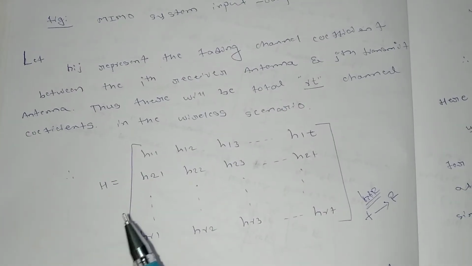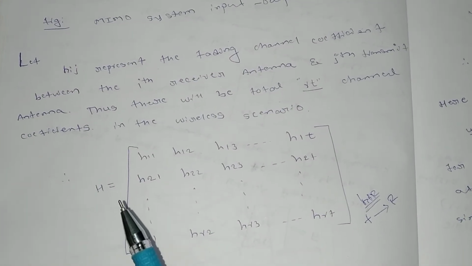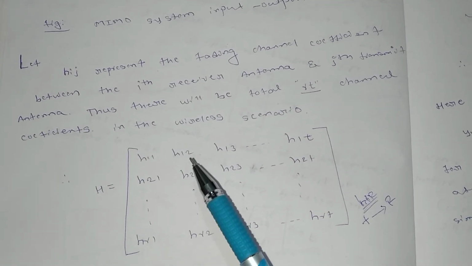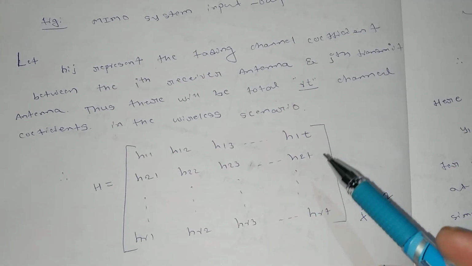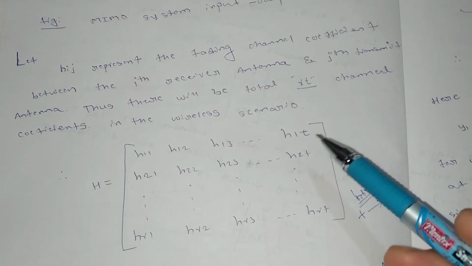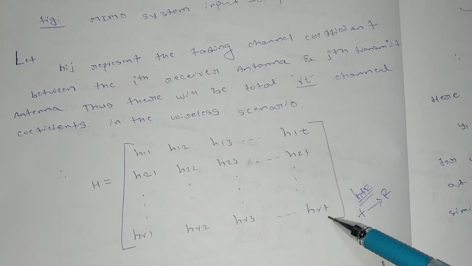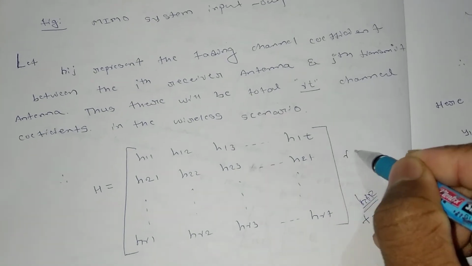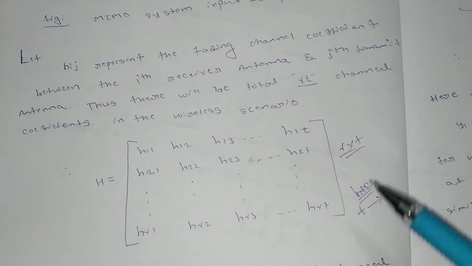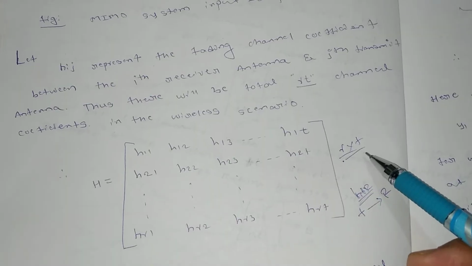Okay, so I will be representing the channel matrix by H, which will be equal to H11, H12. This is basically an R cross T matrix where we'll be having R rows and T columns: first row, second row, and Rth row, and first column, second column, and Tth column. So this is an R cross T matrix where R is the number of receiving antennas and T is the number of transmitting antennas.